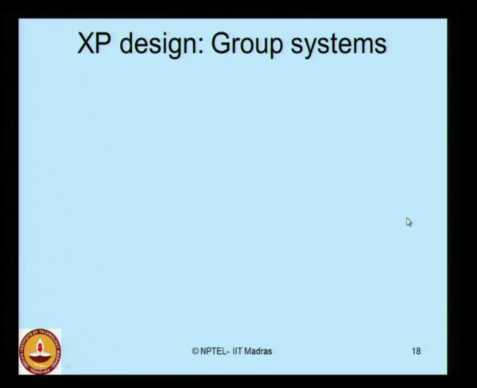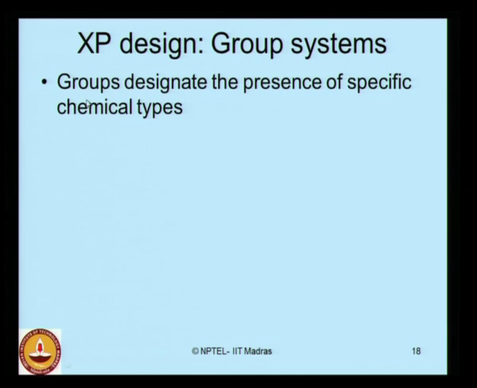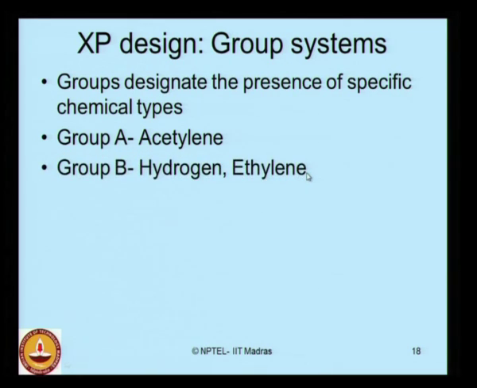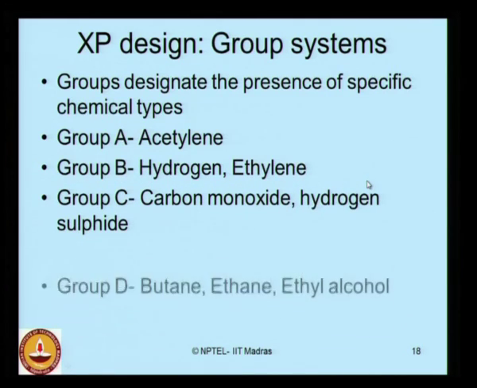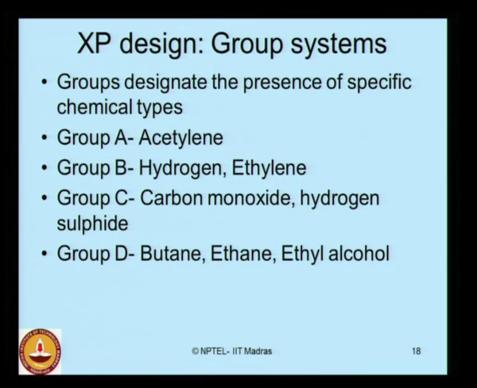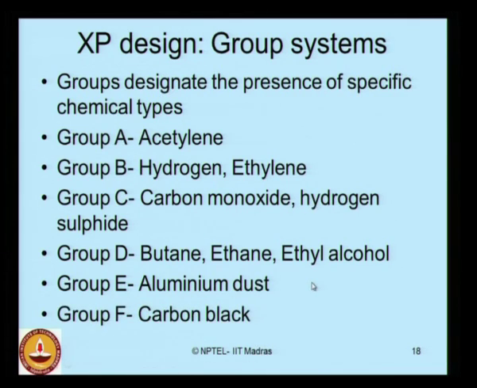Look at the explosion proof design tips for the group systems. As I said, there can be groups that designate the presence of specific chemical types. For example, group A talks about the presence of acetylene, B talks about hydrogen and ethylene, C talks about carbon monoxide and hydrogen sulfide, D group system is for butane, ethane and ethyl alcohol, group E is meant for aluminum dust, group F is meant for carbon black, and group G is meant for flour, which is nothing but a fine dust.